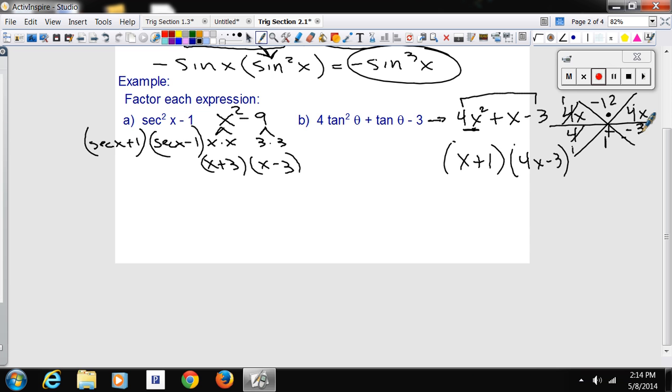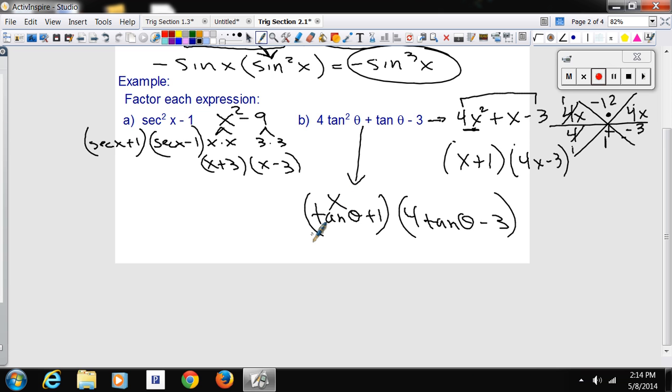So what do you think my two parentheses for this one are going to be? The exact same thing. Instead of x plus 1, right here, you're going to get tangent of theta plus 1. Instead of 4x minus 3, what am I going to put? 4 tan theta minus 3. This tangent of theta is like our x. So you're just factoring like normal. But instead of an x, you're just going to put tangent of x or tangent of theta or whatever letter they use.